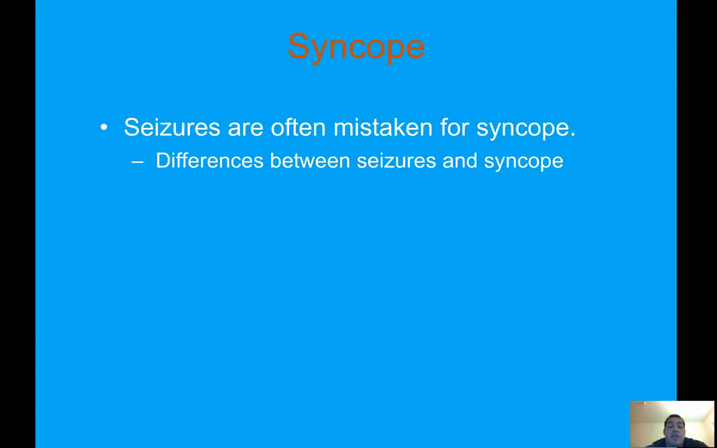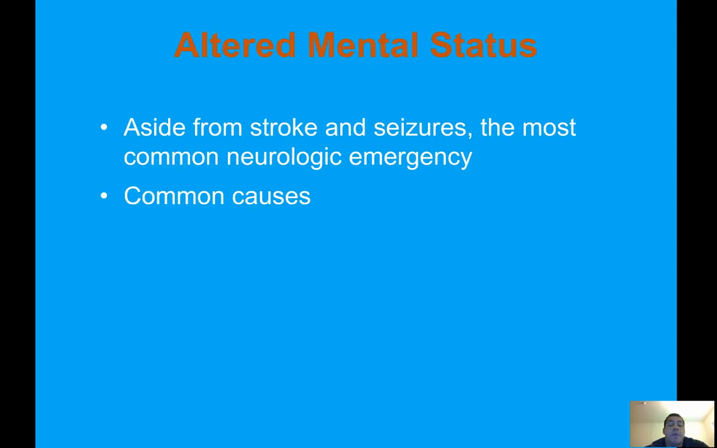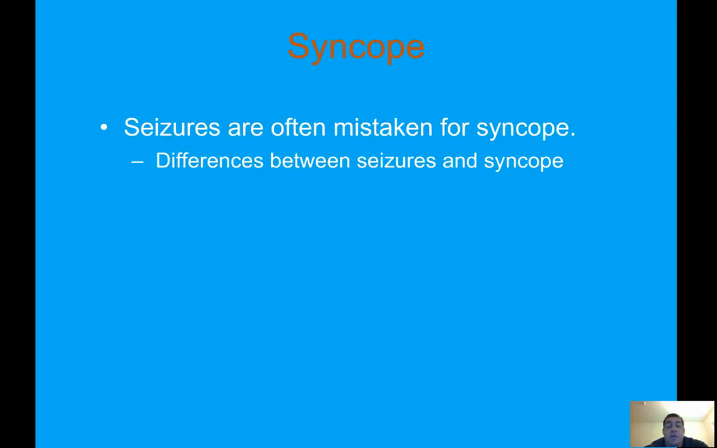Okay, syncope. Seizures are often mistaken for syncope. Difference between seizures and syncope: syncope is a medical term for fainting. So anytime somebody faints too, ask them if their whole body shook. People do get these confused with seizures.